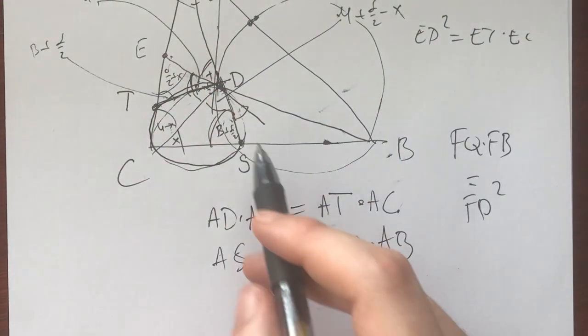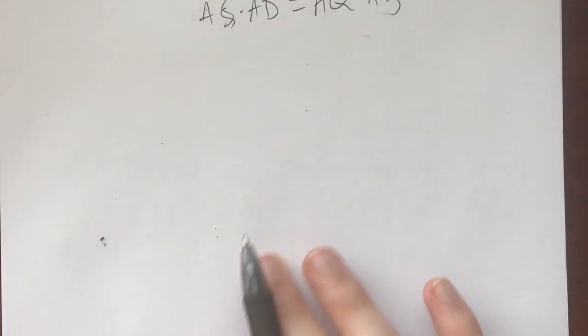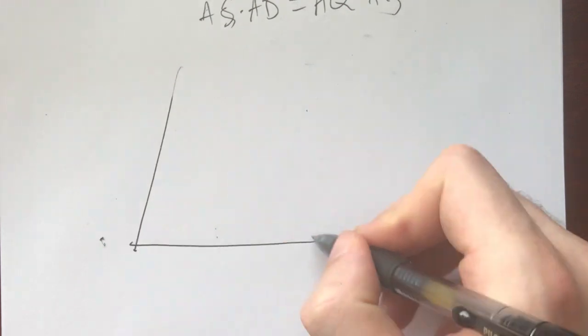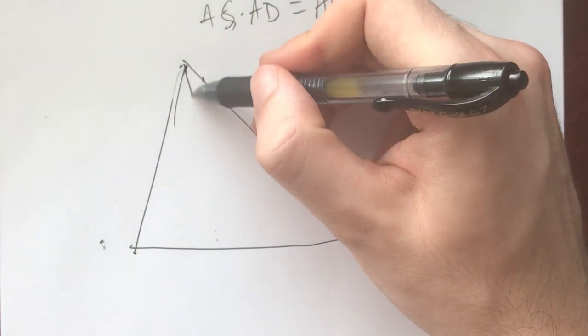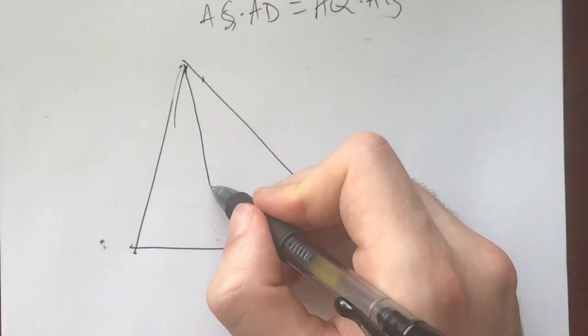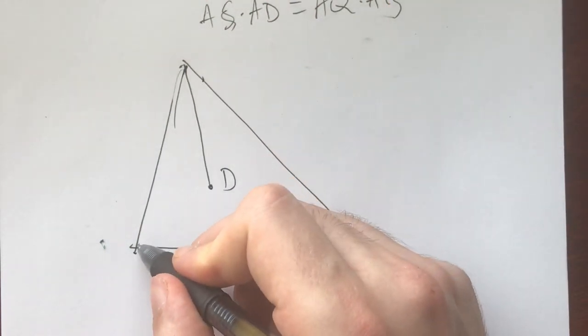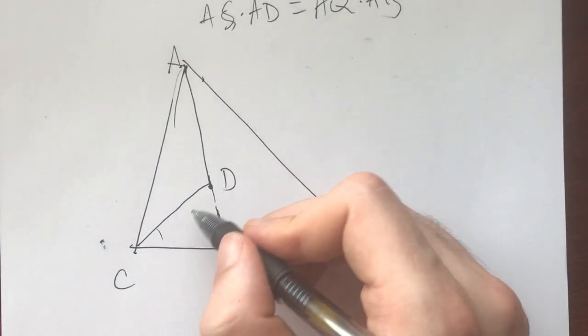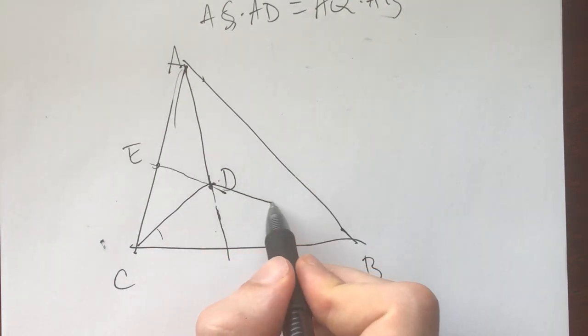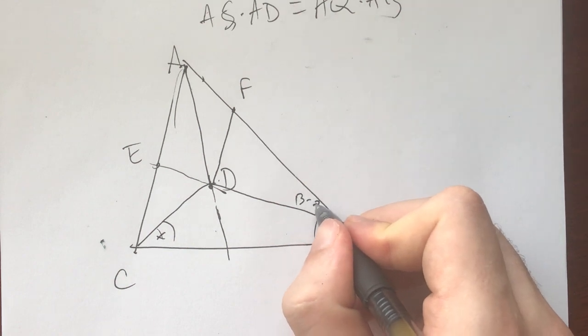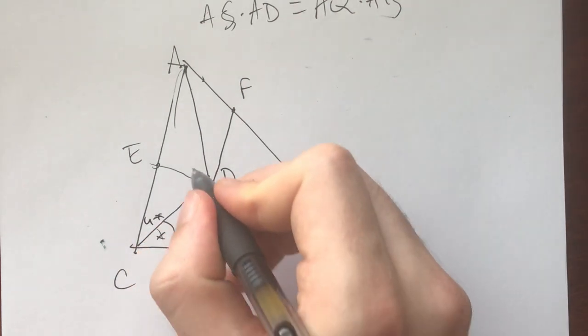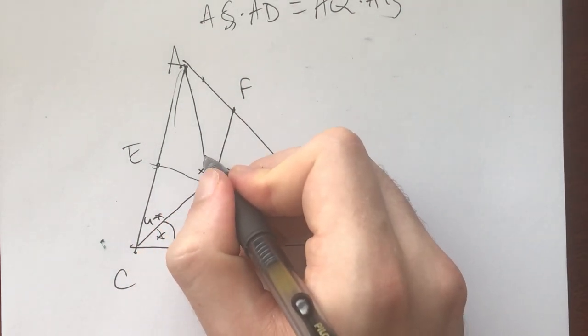Now, I couldn't find anything with this, so let me draw another diagram and try to see if there's something else that may come up. Okay, so maybe let's look at E and F at the same time once we add the point D. And now, okay, we have this angle, we need it here, and then we have, so this is X, this is Z, beta minus Z, gamma minus X, this is Z.